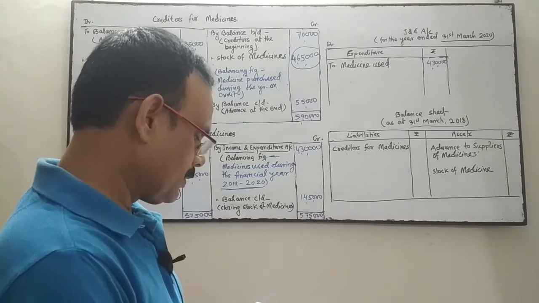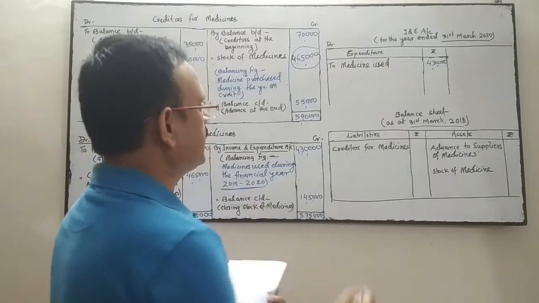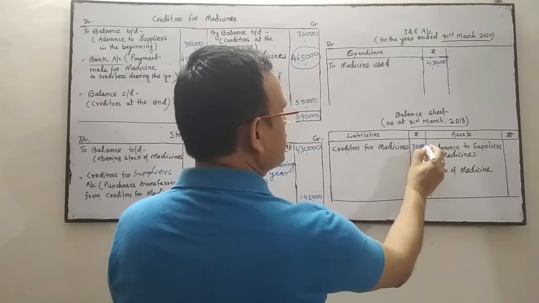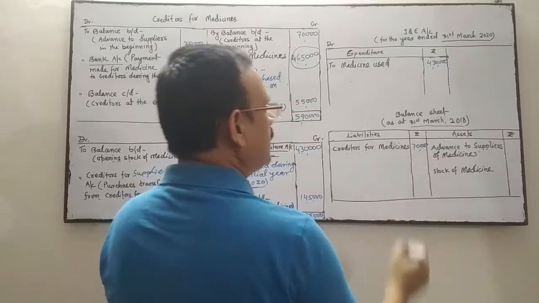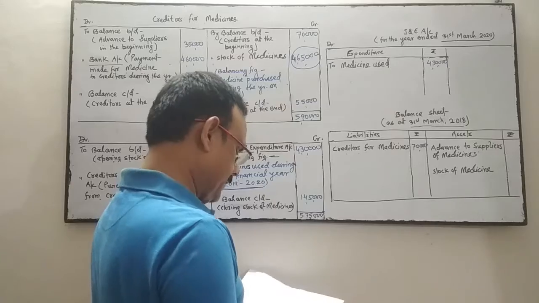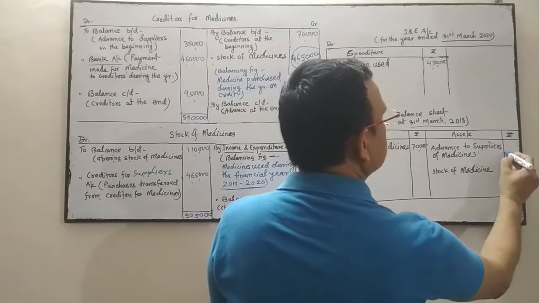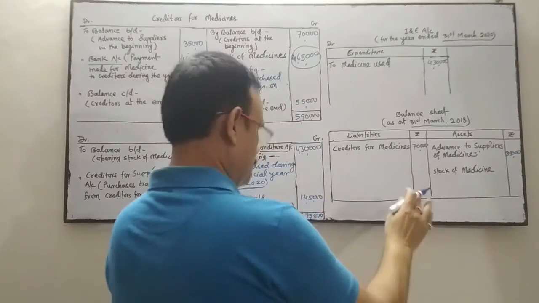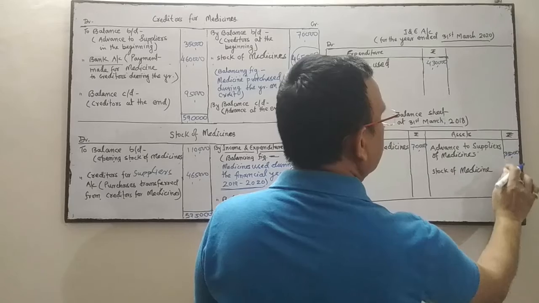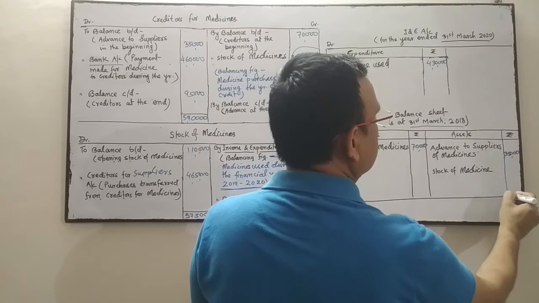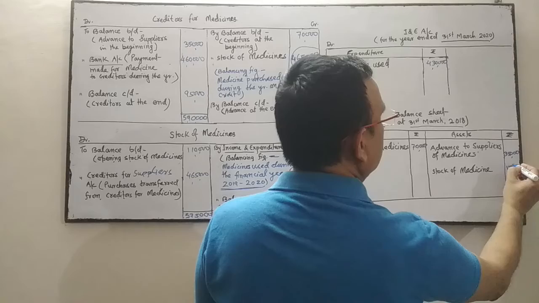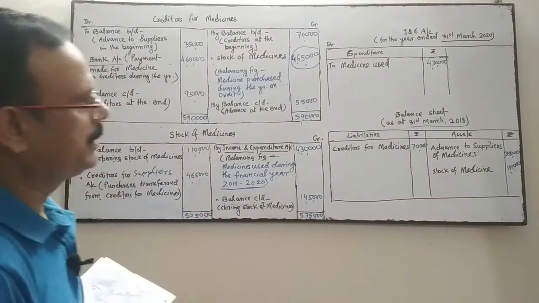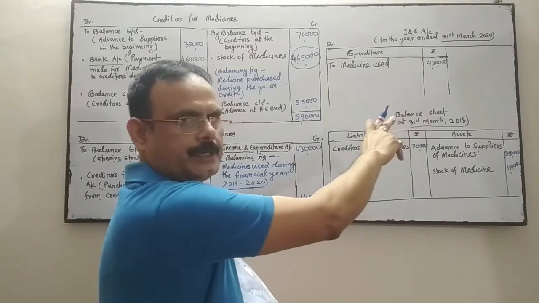So creditors for outstanding medicine purchased is 70,000. We are going to write 70,000, creditors for medicine purchase. Advance to supplier of medicine is 35,000. And stock of medicine is 1,10,000. This is the balance sheet of the last year.